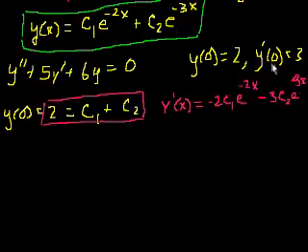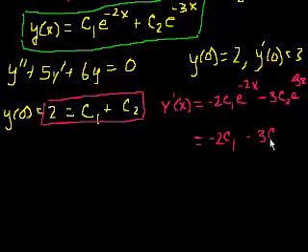And now we can use our initial condition. y prime at 0, so when x is equal to 0, what's the right-hand side equal? It's -2 times c1 times e to the 0, which is just 1, plus -3 c2 times e to the -3 times 0, which is also just 1. And it tells us that when x is equal to 0, this whole derivative equals 3. y prime of 0 is equal to 3.